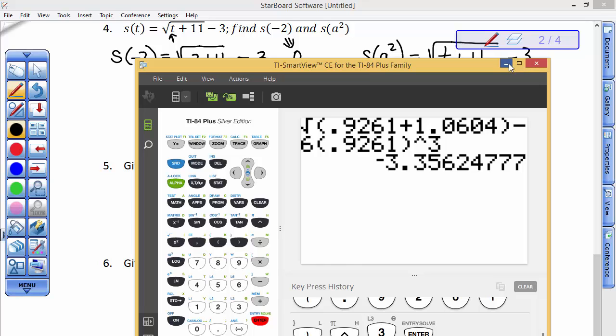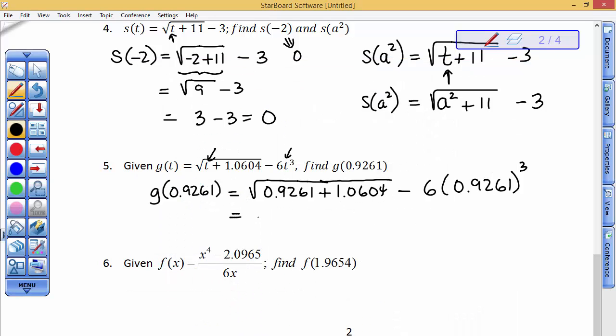Actually, this had 4 significant digits, so likely your author would put 3.356. So there's 4 significant digits just like that. So here, x to the 4th power. So I want to put this number raised to the 4th power. So it'll be that little caret symbol on your calculator, minus 2.0965. All of that needs to be divided by 6 times the value for x, which is 1.9654.